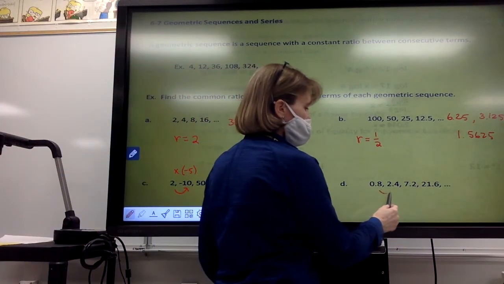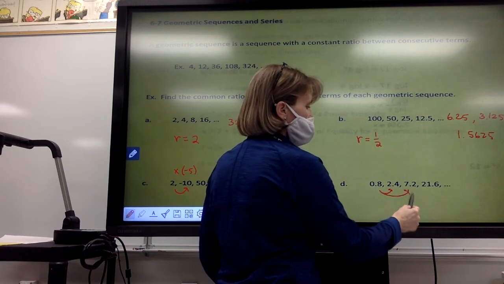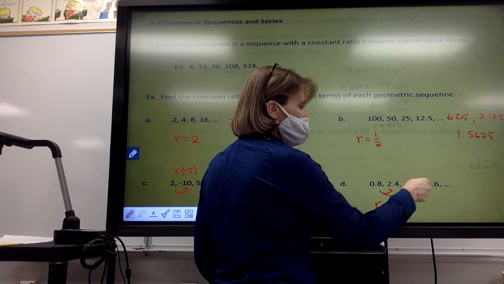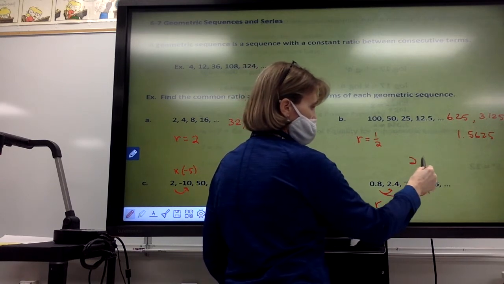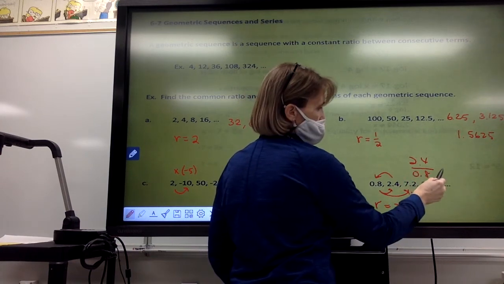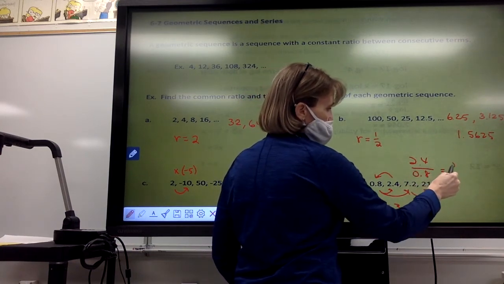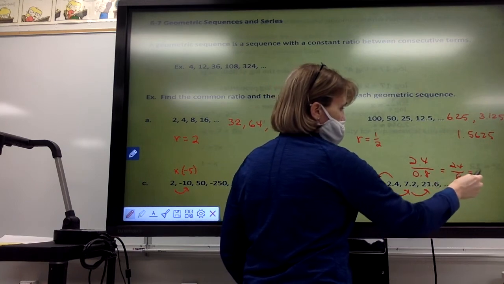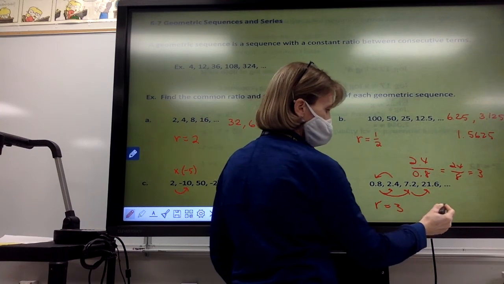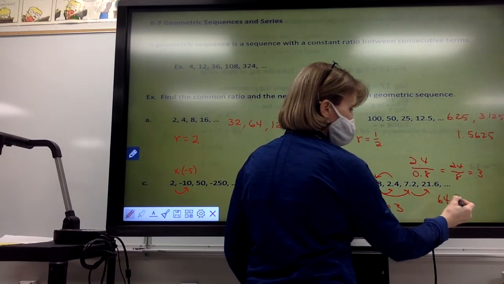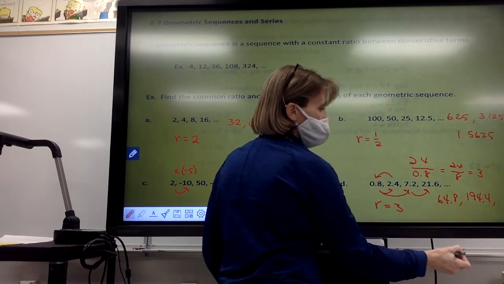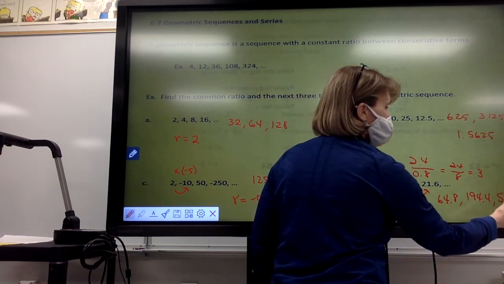How about this one? It's times 3 each time. If you don't recognize that, again, pick any number in the sequence, 2.4, and divide it by the one directly in front of it. You move the decimal, it's like 24 divided by 8, so that is 3. So what are the next 3 values in the sequence? 64.8, 194.4, and 583.2.